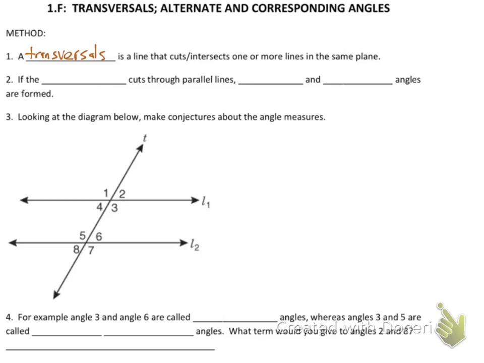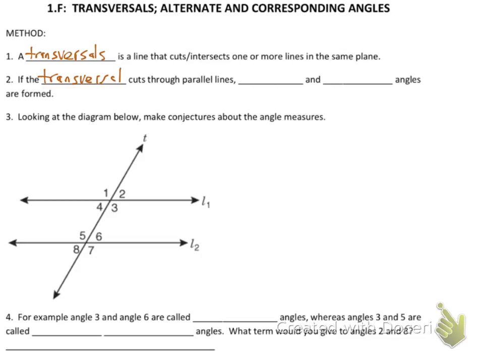If the blank cuts through parallel lines, blank and blank angles are formed. Whoa. So, wait, what are we cutting? What is the word for that thing that cuts? The transversals. So, okay, it's the transversals again. So, if the transversal cuts through parallel lines, as in the picture below, we've got two parallel lines, line 1 and line 2, cut by transversal T, they're calling it.